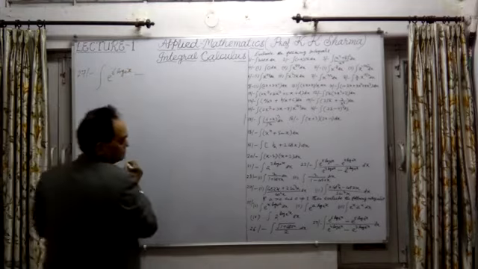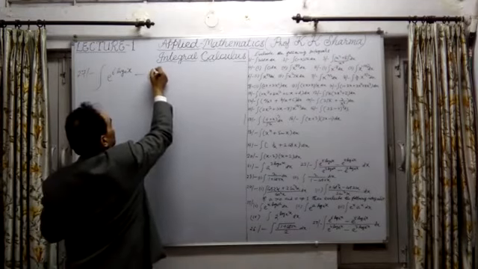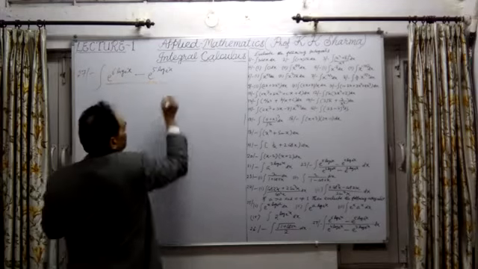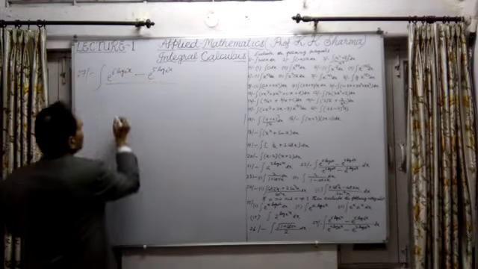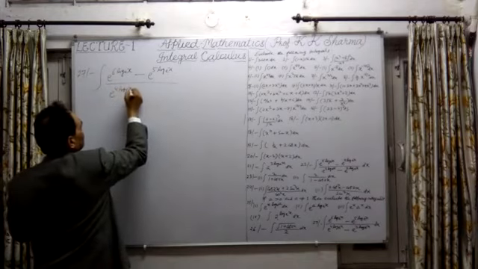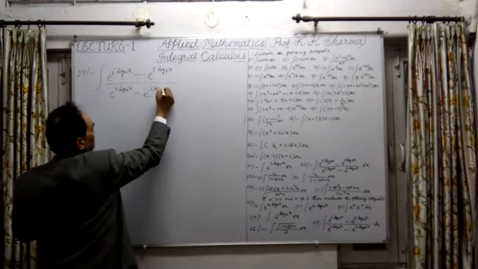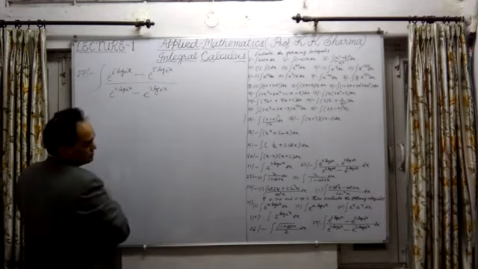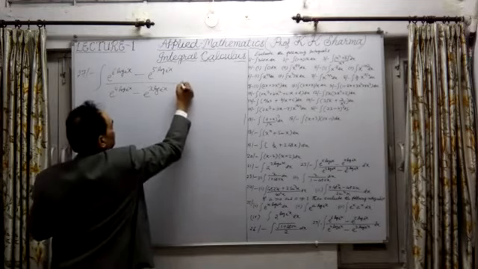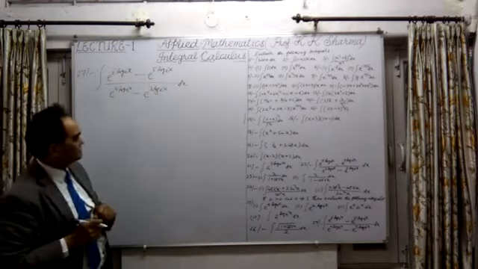Minus e raised to power 5 log of x to the base e, divided by e raised to power 4 log of x to the base e minus e raised to power 3 log of x to the base e, dx. This is integration of this whole with respect to x here.